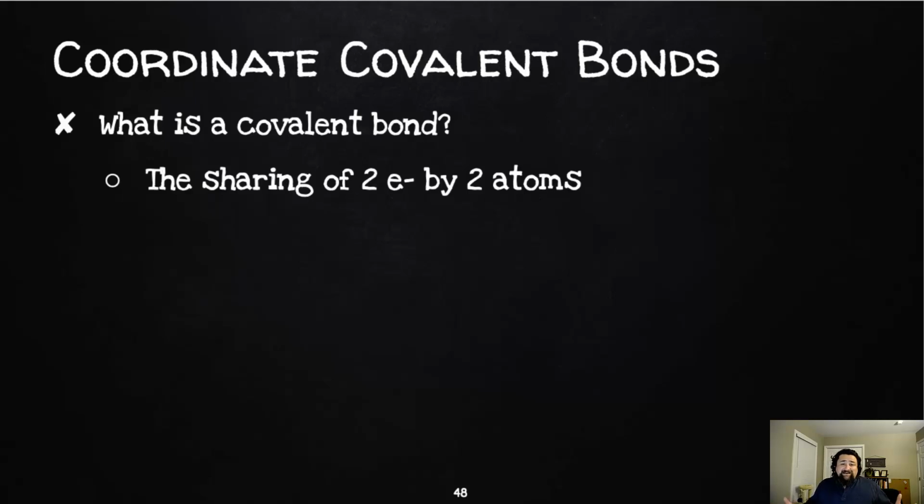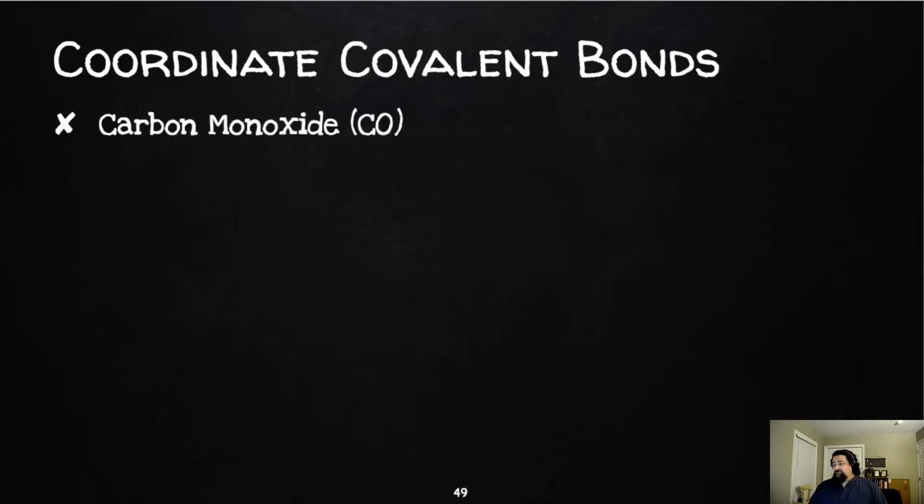And the answer is one of the atoms, maybe both of the atoms, but it doesn't really matter where they come from, as long as they're being shared. They could be each one donates one. That's a very normal way, but it doesn't have to be that way. And so we're going to take a quick look at carbon monoxide. Now, with carbon monoxide, we know it exists. It is indeed a gas that exists.